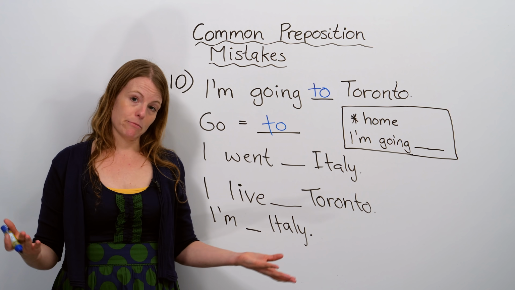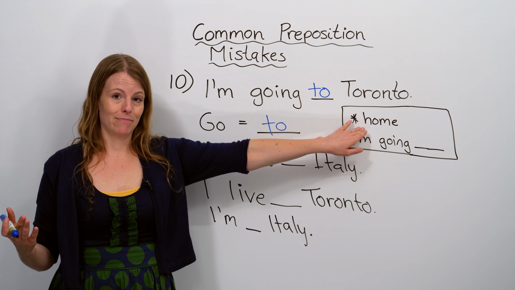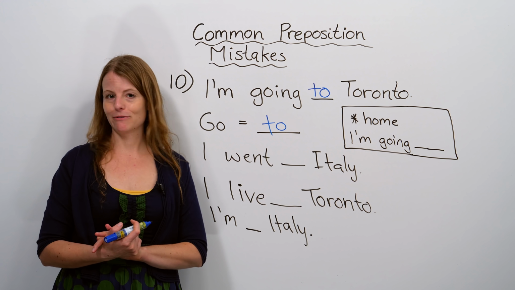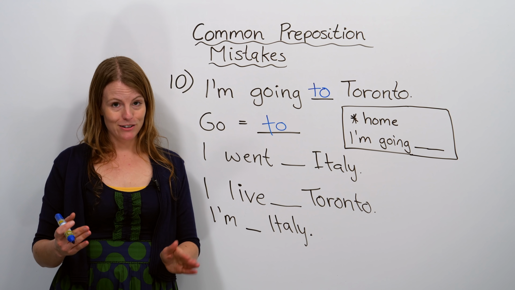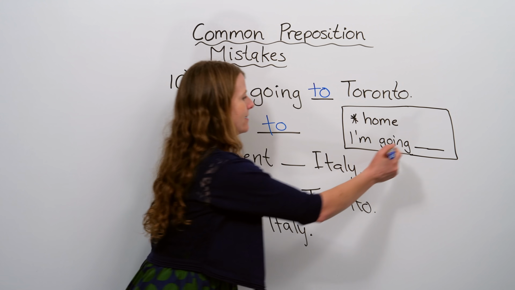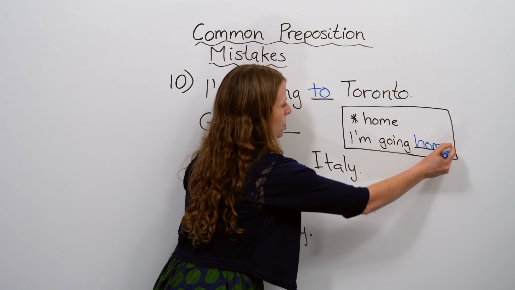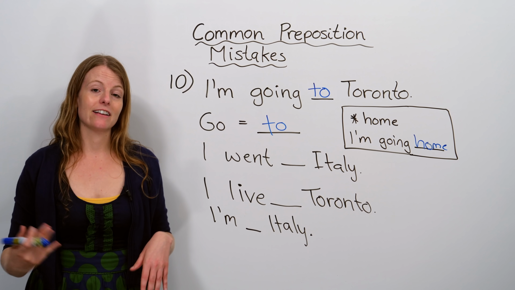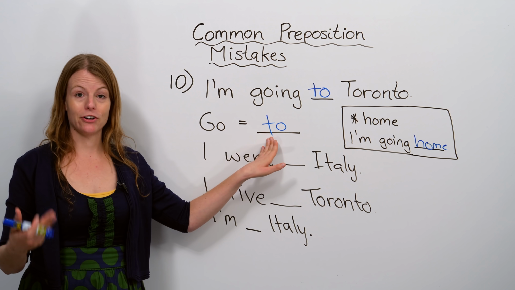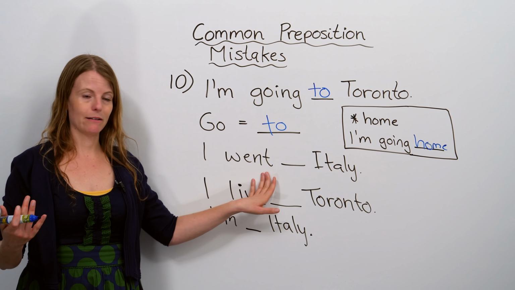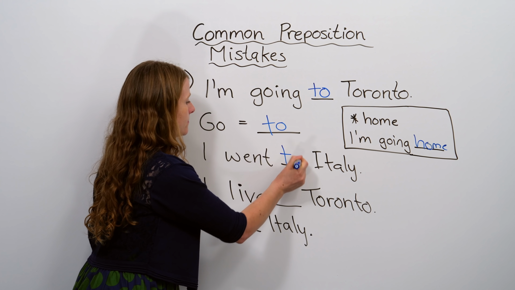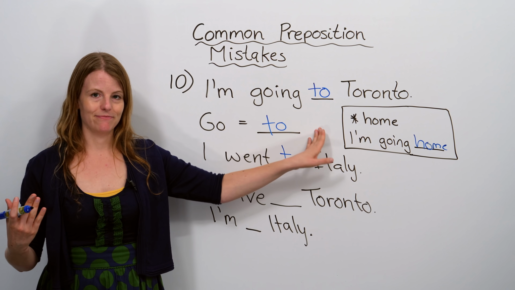Now, there's another exception, and that's with this word home. I'm going, do we say I'm going to home? No. With home, we don't need a preposition after go. We can just say I'm going home. So with all these other things I've mentioned, like city, country, I'm going to France, we need the word to after go. Or if we have the past tense, for example, I went Italy, we need this word to. But with home, it's different.